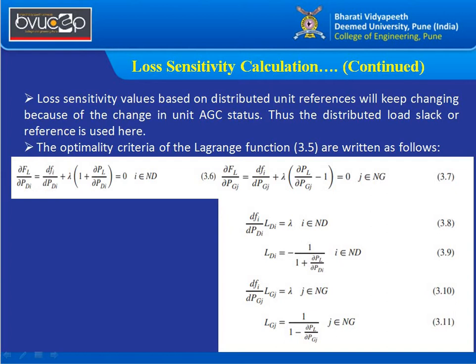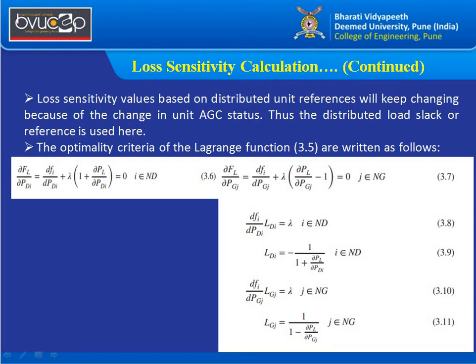Now the loss sensitivity is based on one distributed reference, and will keep changing because of the change in the AGC unit. For the AGC unit, when we consider the reference generator bus, it is not going to hamper the values. But when we consider the load as a distributed unit, then we need to consider the changes in AGC for the loss sensitivity values. Note down the difference between the two statements. Thus the distributed load slack is used here for the sensitivity calculation. It cannot be performed with the normal generator slack bus that we usually have.